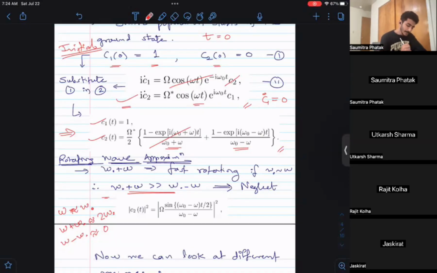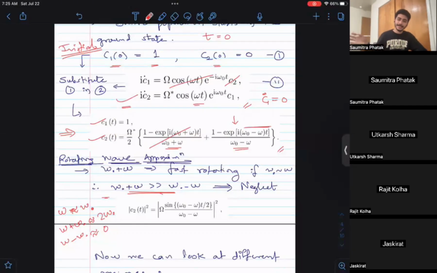Forget about the name. The name has a certain significance, but I'm not going to explain that. But the rotating wave approximation is basically saying that this condition is true. And if this condition is true, then we can neglect the first term and just get the second term. If we are now focusing on just the second term, then this is 1 minus e to the power i theta, where theta is some phase.